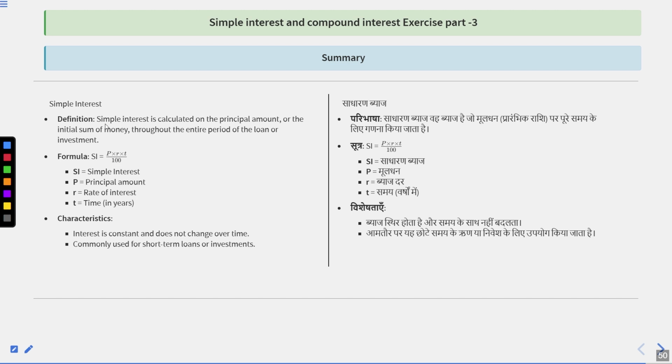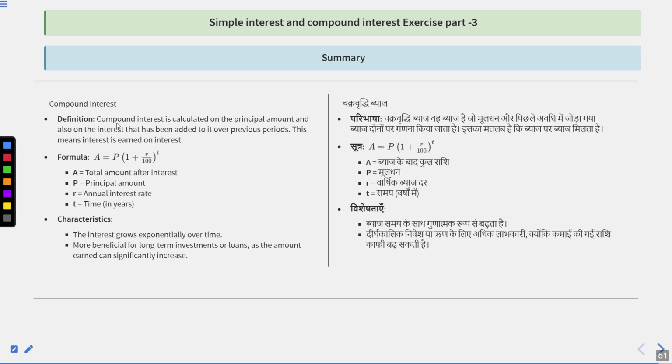What is simple interest? Simple interest is calculated on the principal amount or the initial sum of money throughout the entire period of the loan or the investment. Clear? The formula is simple interest equals PRT upon 100. SI denotes simple interest, P denotes principal amount, R denotes rate of interest, T denotes time. Its characteristic is that interest is constant and does not change over time. It is commonly used for short-term loans or investments.